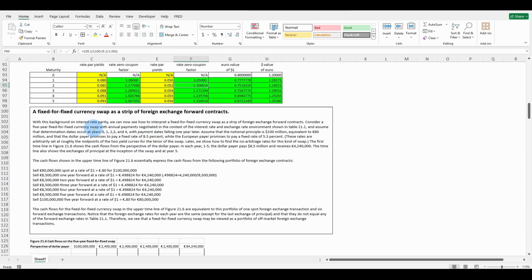A fixed for fixed currency swap as a strip of foreign exchange forward contracts. With this background on interest rate parity, we can now see how to interpret a fixed for fixed currency swap as a strip of foreign exchange forward contracts.